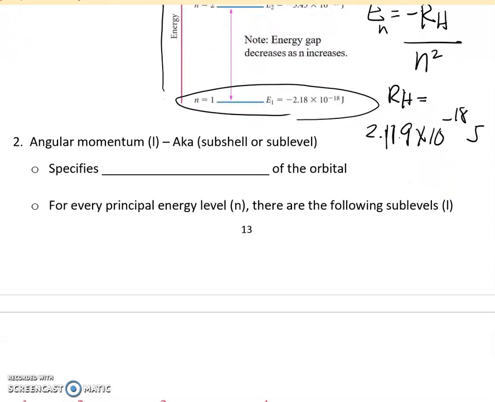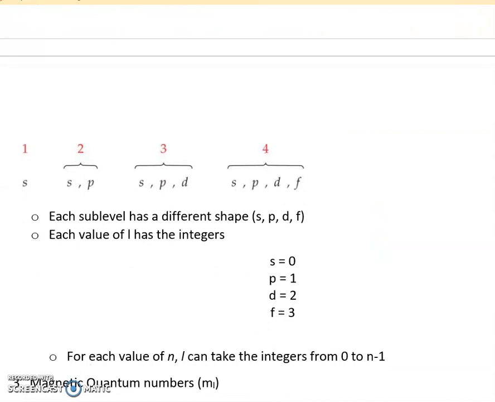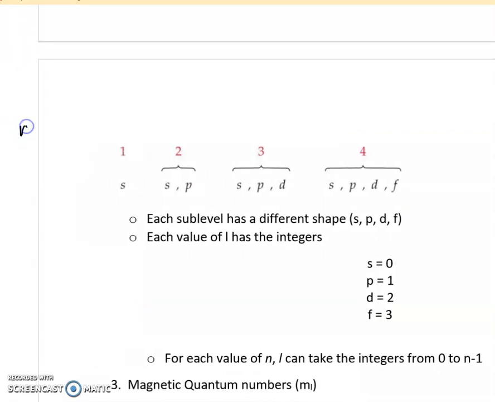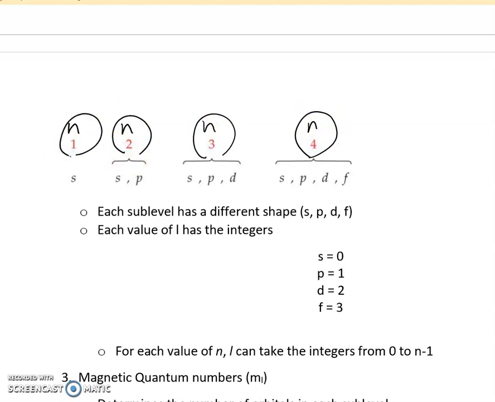Now the second quantum number, so remember there's 4 quantum numbers. The second was our angular momentum, or L. And this is also known as your subshell or your sublevel. So this again specifies the shape of your orbital. And we've gone over this several times, but hopefully it'll make more and more sense. So here our n is 1, our n is 2, our n is 3, and our n is 4, so that's what these represent. Then our L's will be the shape.